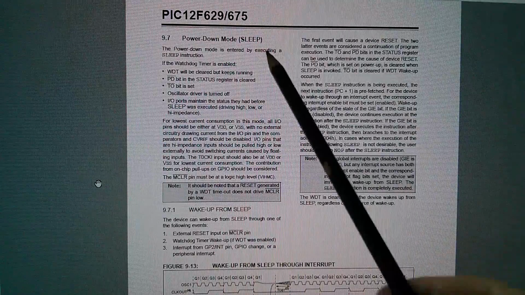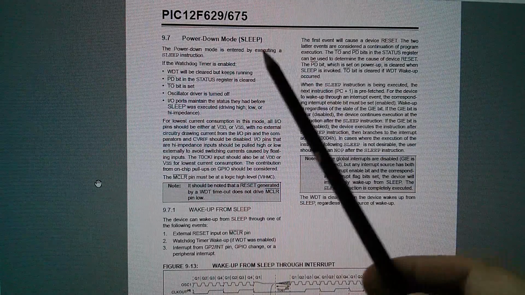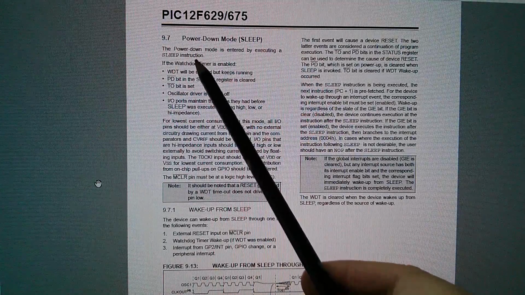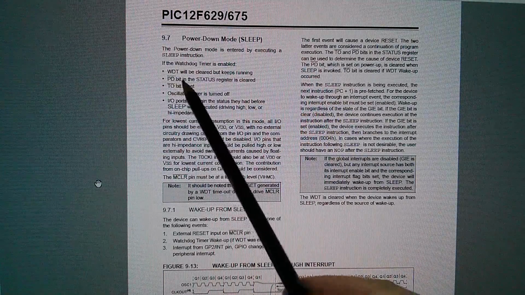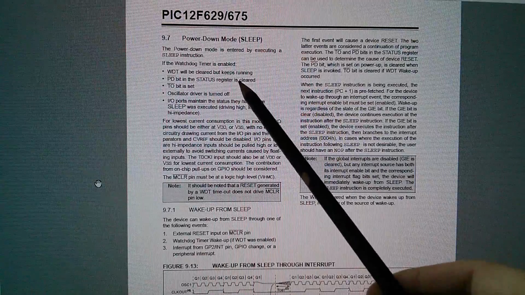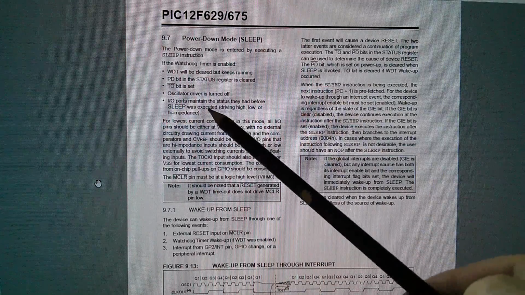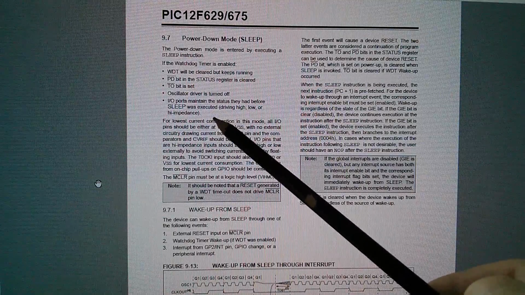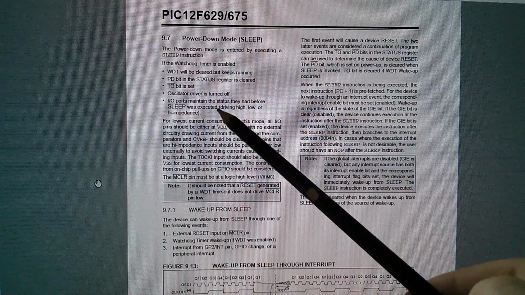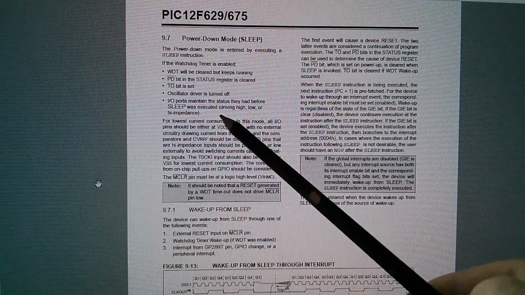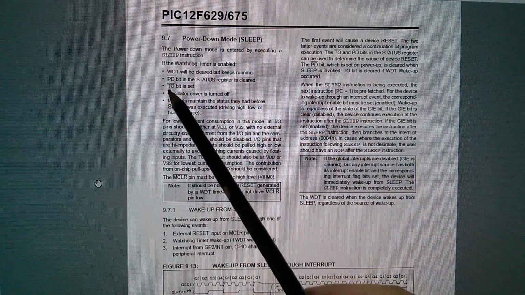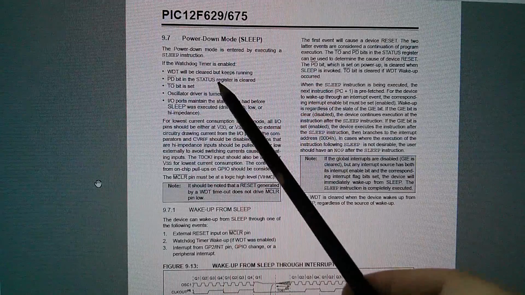Now, just a little bit more stuff to whet your appetite. Here's the section on sleep. When you execute the sleep instruction, the watchdog timer is cleared but keeps running. Interestingly, when you put the microcontroller to sleep, you shut down its main clock. So the main clock's not running. Most of the microcontroller is completely quiet. But the watchdog timer has its own little resistor capacitor oscillator, and that keeps running.